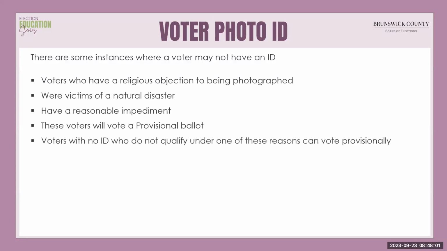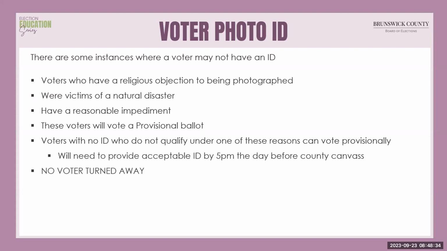In addition, voters who do not qualify for any of these exceptions, but also do not have a photo ID at the time of voting, will be offered a provisional ballot. After voting, an acceptable photo ID will need to be brought to the Board of Elections office by the close of business the day before the county canvass, which for this election is Thursday, November 16th at 5 p.m. The photo ID will be evaluated the same way a voter's ID is evaluated at the polling locations. It is important to note that whether or not a voter has the photo ID, they will not be turned away and will have the opportunity to vote. That vote just may be provisional.